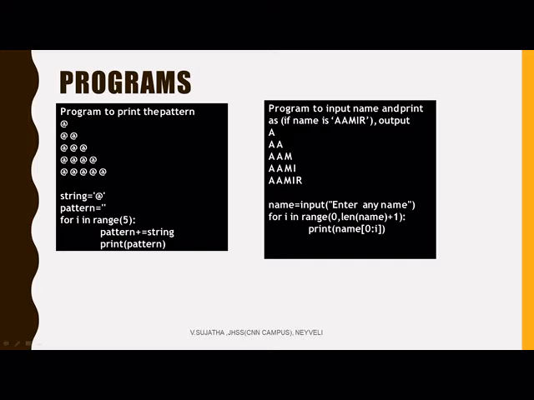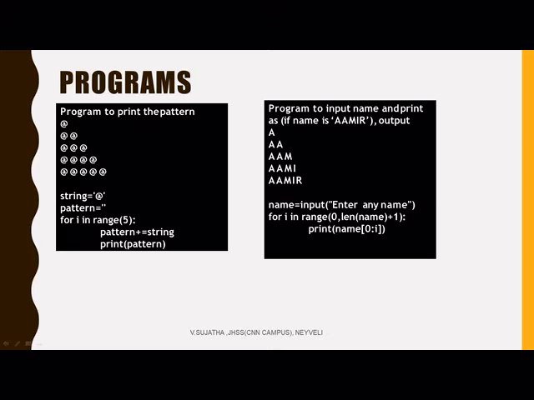You have to count 1, 2, 3, 4, 5. Five lines, so range of 5. Now pattern plus equal to string. What is the meaning of this? Pattern equal to pattern plus string. This is a combined operator, an augmented assignment operator. In pattern you have empty plus string, so it will be added. That means the at symbol will be assigned to pattern. Now if you print pattern, one at symbol will be printed.